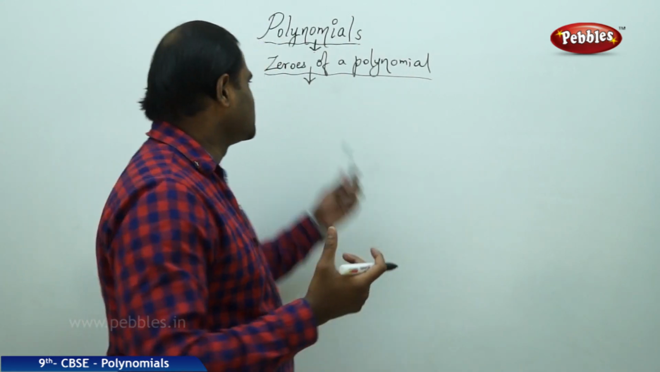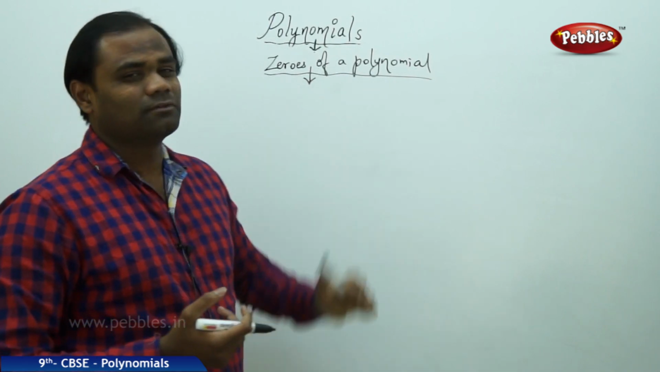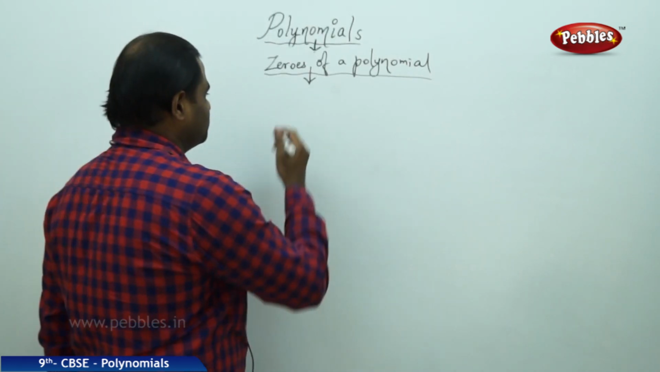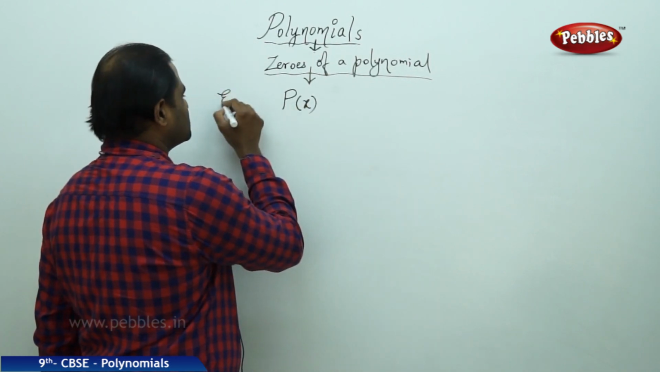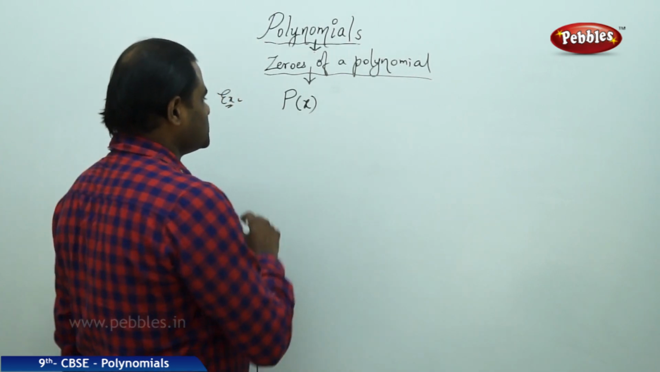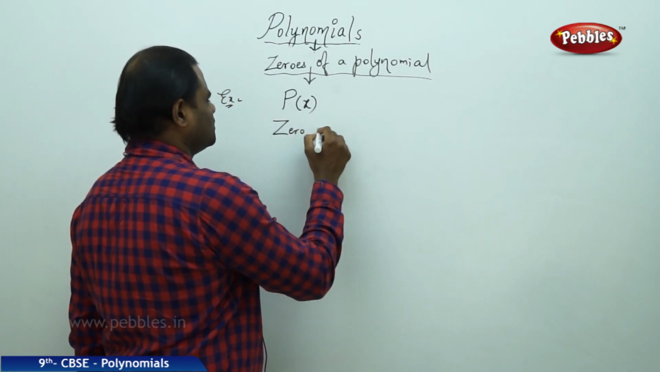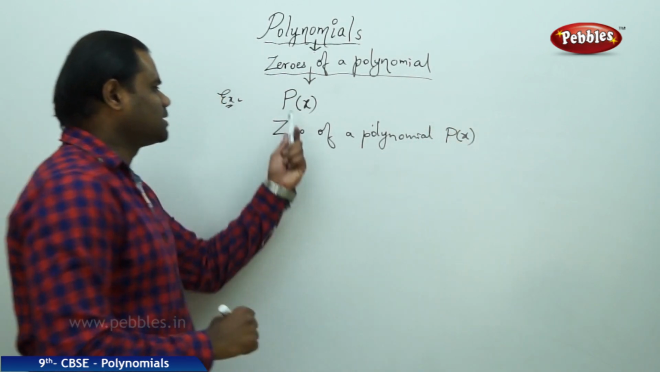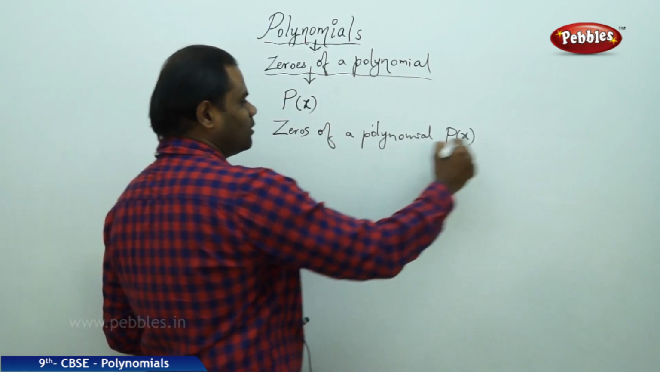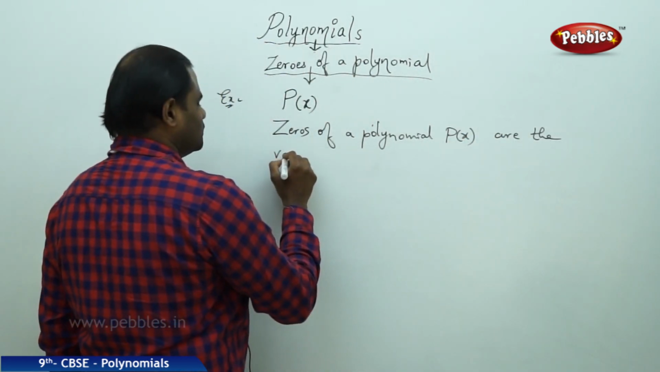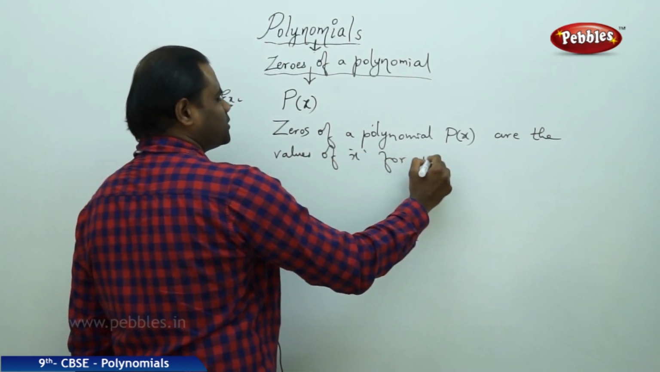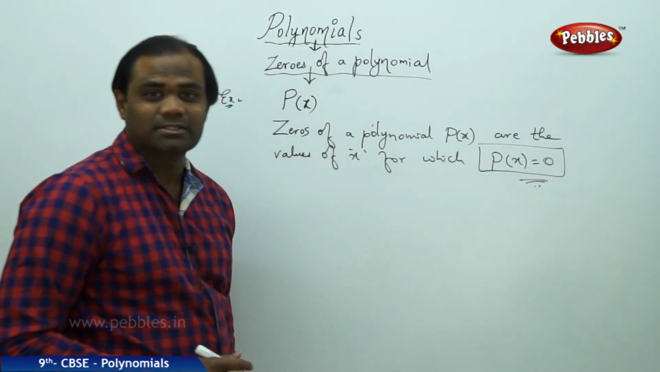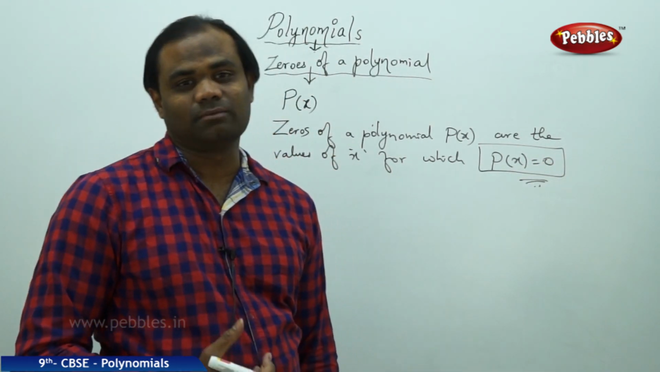So in general, the word zero comes into existence in this topic of zeros of a polynomial. So it definitely has something to do with zero. Let's see how the definition comes more briefly. Let me take the polynomial P of x. Now zero of a polynomial is defined as follows: the zeros of a polynomial P of x are the values of x for which this is equal to zero. This is the main condition which makes us extract the value of x, and that x is called a zero of a polynomial.